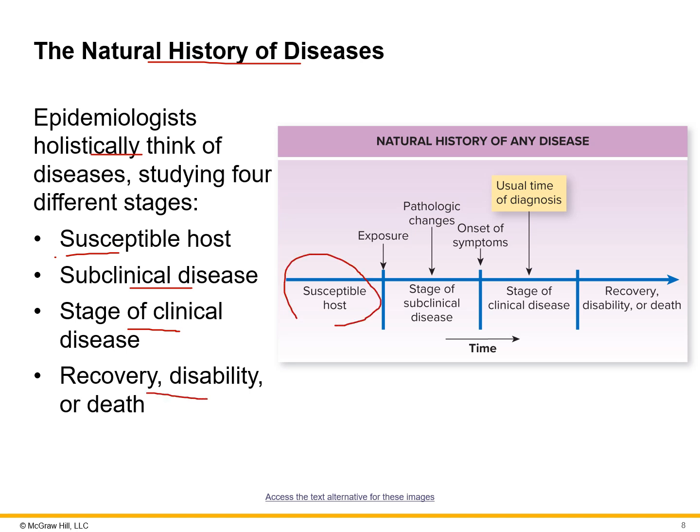So again, susceptible host starts it. So we would have an exposure time. Then we'd be at a subclinical disease, so we start to see some pathological changes, but then we actually get to the clinical disease. This is where those symptoms actually start to occur, and this is usually when it would start to be diagnosed. It's like halfway in there. It can take some time to diagnose what the disease actually is. And then there will be recovery from the disease, or unfortunately disability or death.